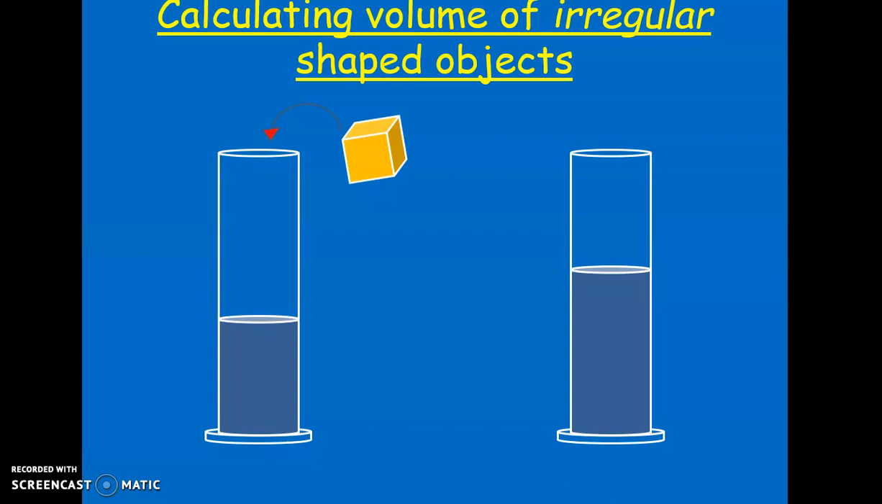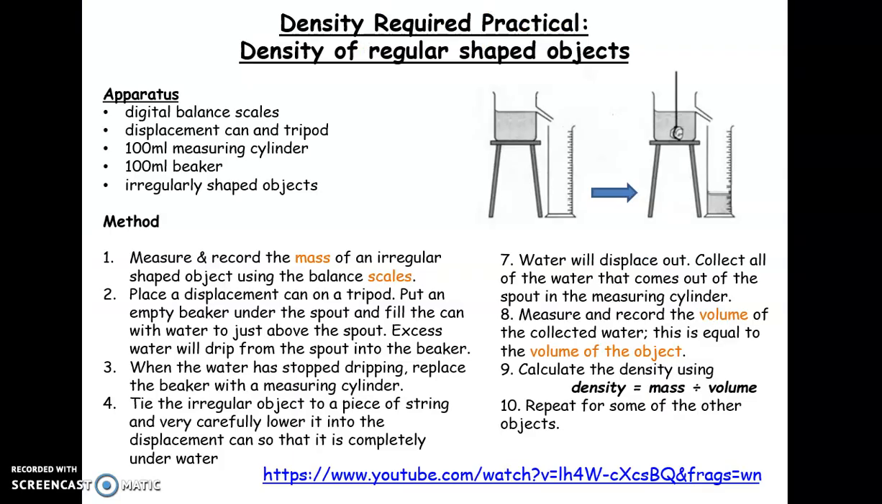So pretend that's not a cube, pretend it's a lump of rock or a statue. The volume of the water increases by the volume of the statue. Then to find density, we just need to find the mass of the object, and we can say density equals mass divided by the volume of the object. And here is that practical.